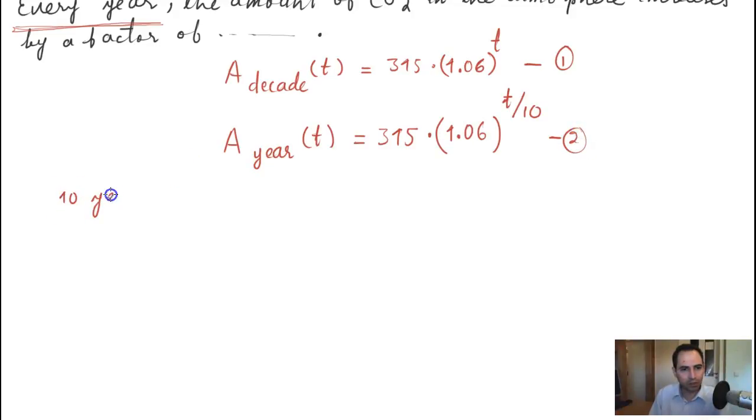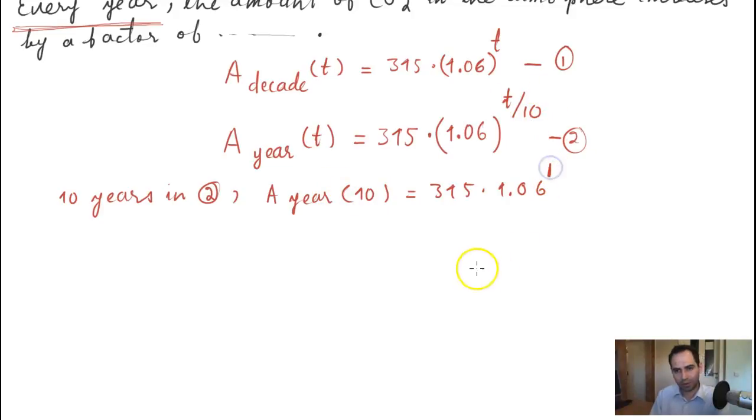So 10 years in equation 2 gives me what sort of output? It gives me A year of 10 is equal to 315 times 1.06 raised to the power 10 divided by 10, which is equal to 1.06.